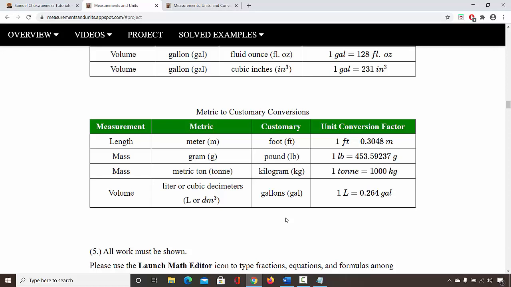This is why I said they have to use this table. We don't want approximate conversions. Let them use the exact conversions, and they should not round any intermediate calculation. They should only round the final answer. Only the final answer.